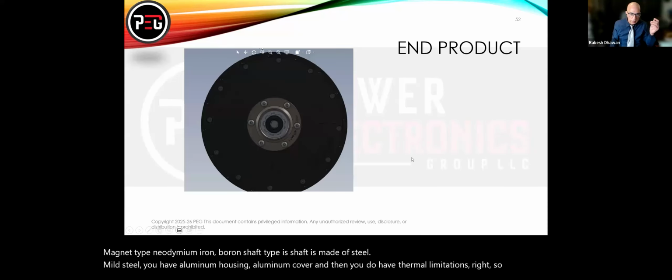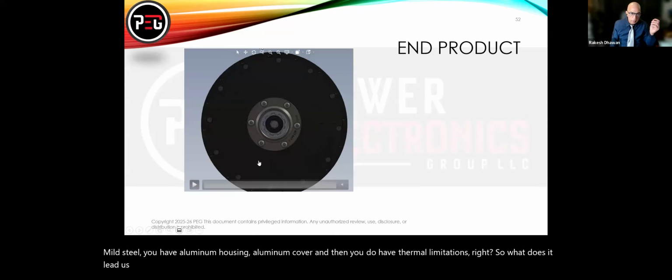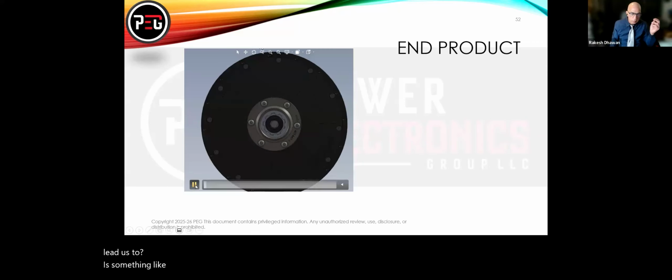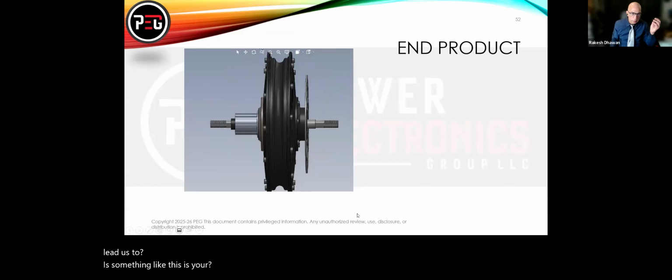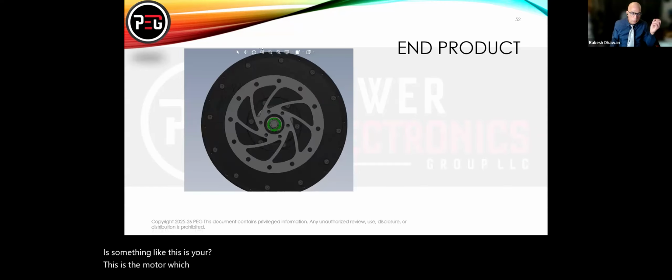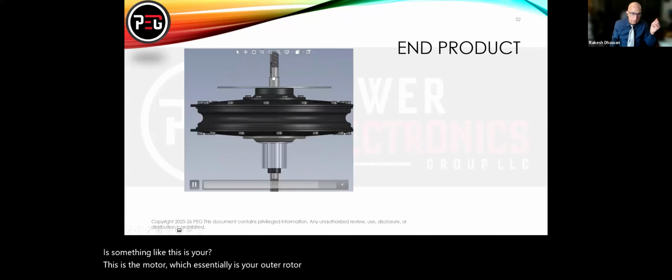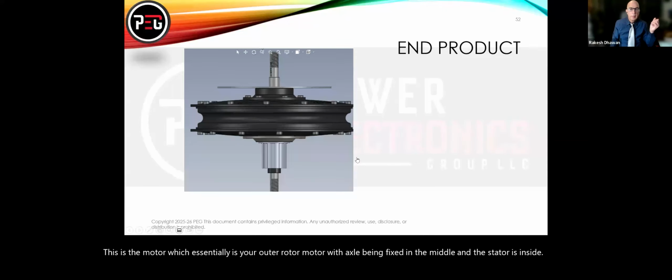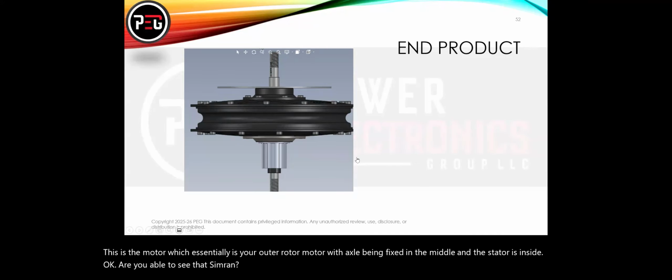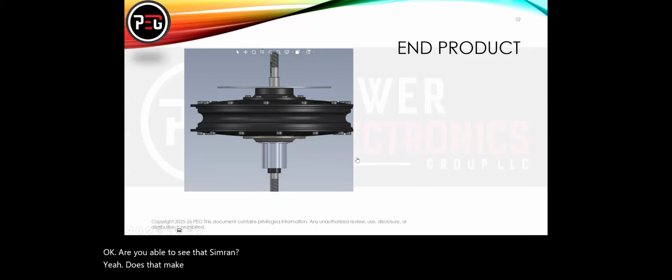So what does it lead us to? Something like this. This is the motor, which is essentially your outer rotor motor with the axle being fixed in the middle and the stator inside. Are you able to see that, Simran? Yes, sir. Does that make sense?